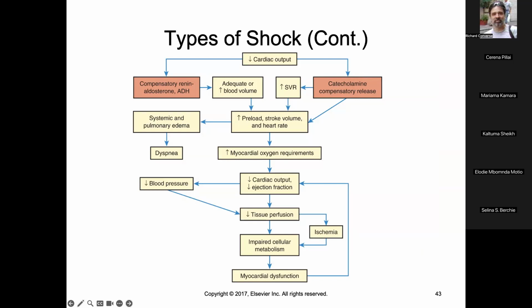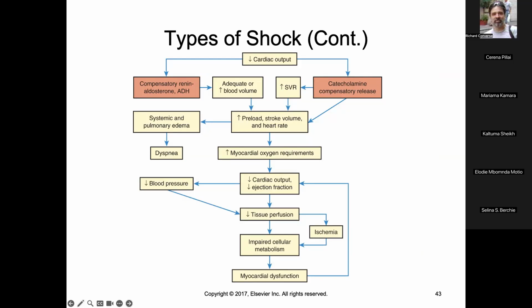And what are we going to do? We're going to increase blood volume, and that's going to help to increase blood pressure. And with catecholamine release, we're going to increase the stroke volume, and we're going to increase the ejection fraction. Okay, so this increases the preload, the stroke volume, and the heart rate. This can lead to systemic and pulmonary edema and dyspnea.